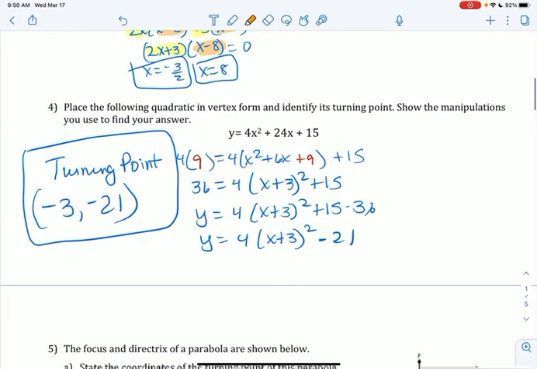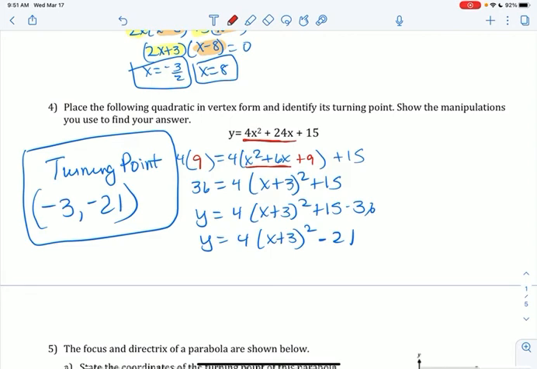All right, so this one I want to place the quadratic in vertex form and identify its turning point. So what I do is I take these first 2 terms, the 4x squared plus 24x, I factor out a 4 from them, and I'm left with x squared plus 6x. The 15 I sort of shove off to the side for a second.